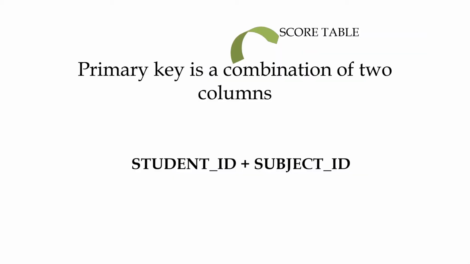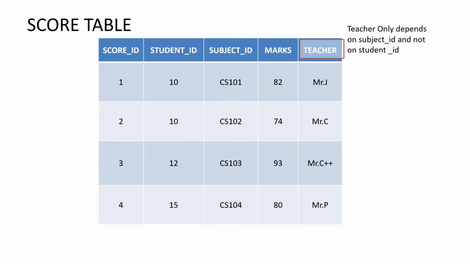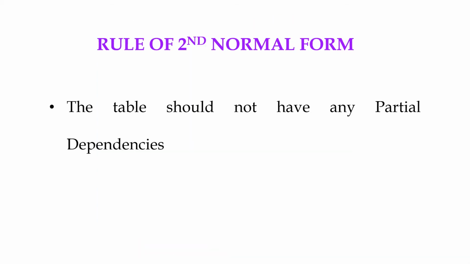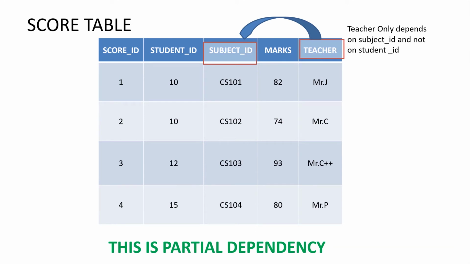But in this case, the primary key is a combination of 2 columns, that is student ID plus subject ID, that is, a composite key is used as a primary key. In that particular case, when my teacher only belongs to the subject ID and not to the student ID, we call it a partial dependency. So partial dependency means what? If a non-prime attribute depends on one of the primary attributes in a composite key, then such a case we call a partial dependency.